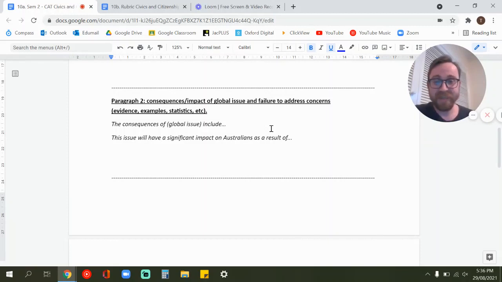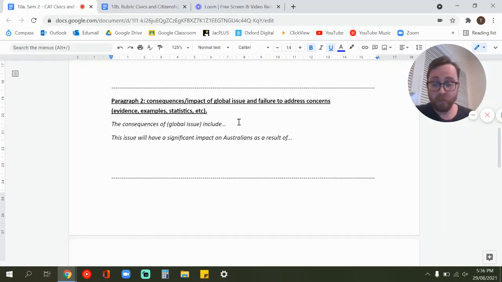So in paragraph 2, this is where I'm going to see a lot of numbers and names, hopefully. So it's the consequences or the impact of your global issue. So paragraph 1, what is the problem? Paragraph 2, numbers, evidence, statistics, impact. So impact of your global issue and failure to address these concerns. So what is the current impact?